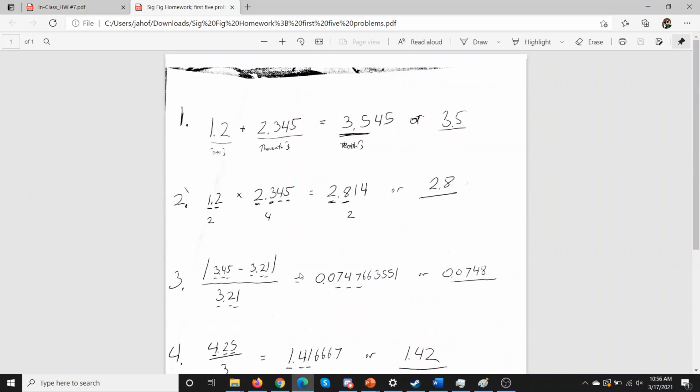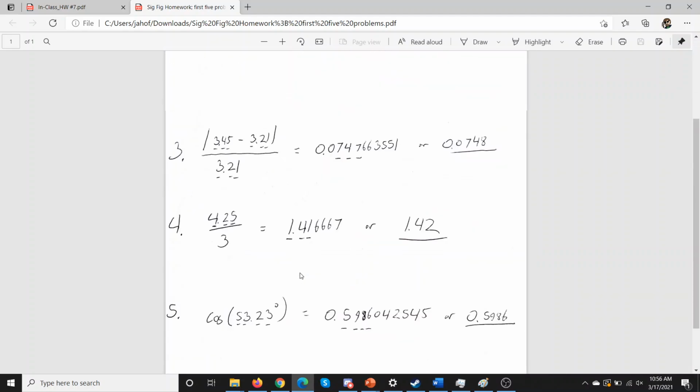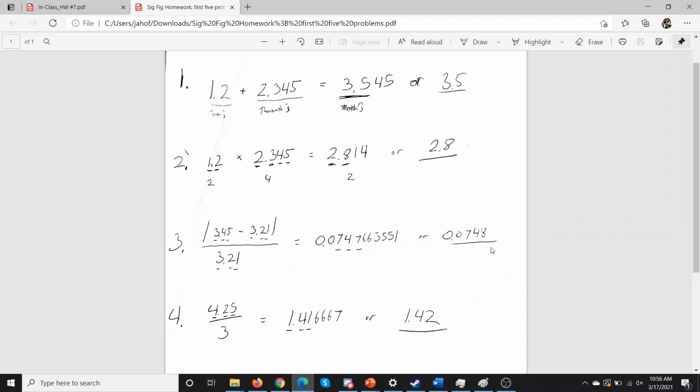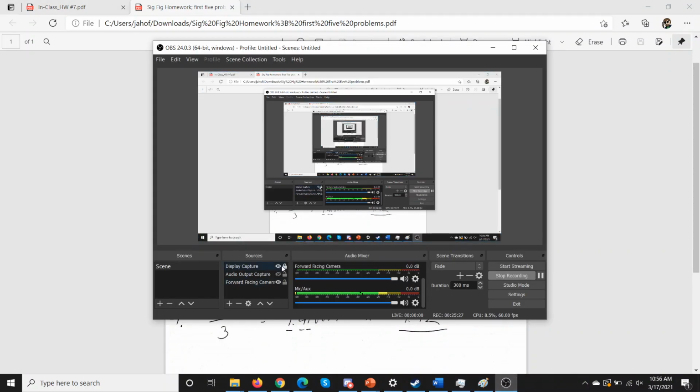This document is on the Brightspace page. I may upload a slightly amended copy because I did make a minor mistake on number 3 here. I do apologize about that.